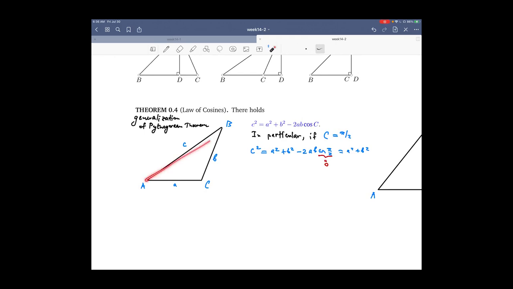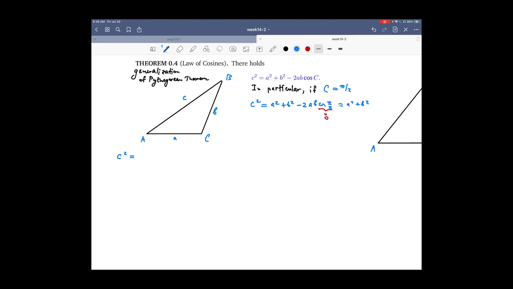And again, in my first picture, I have C over pi over 2. C is an obtuse angle, so cosine C is negative. So negative cosine C is positive. So I will have c squared equals a squared plus b squared minus 2ab cosine C. And so this will be greater. The whole thing, negative 2ab cosine C, will be positive. So this will be greater than a squared plus b squared.